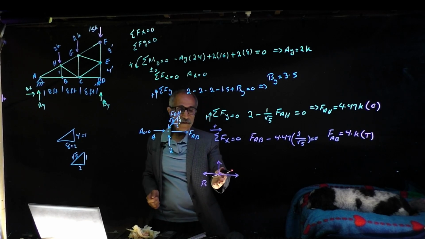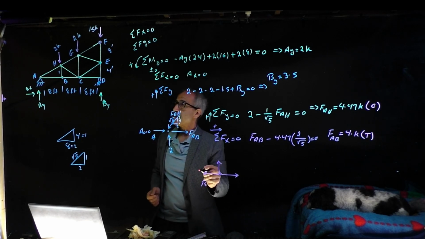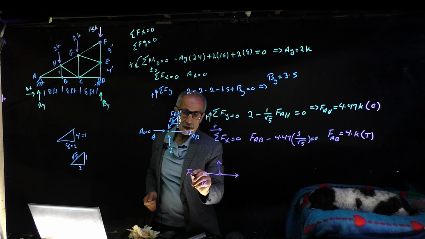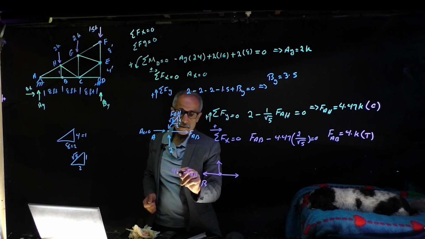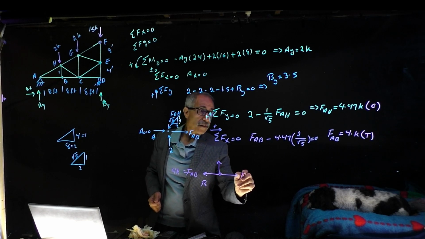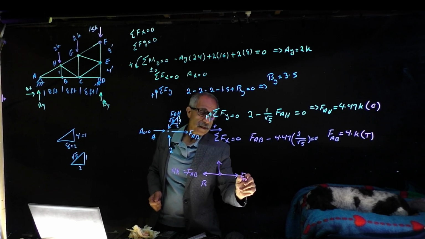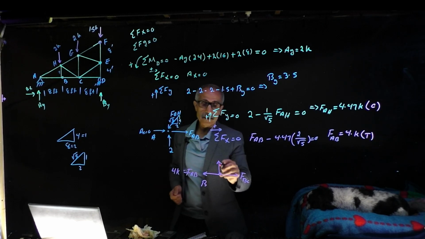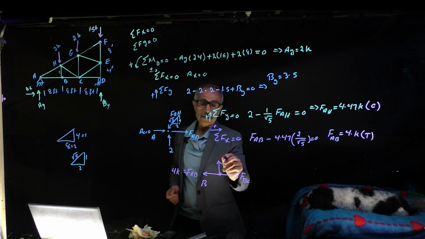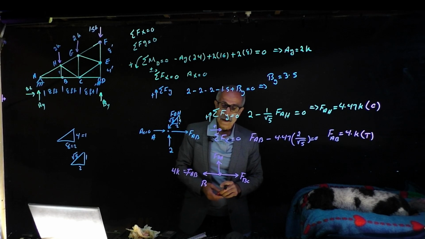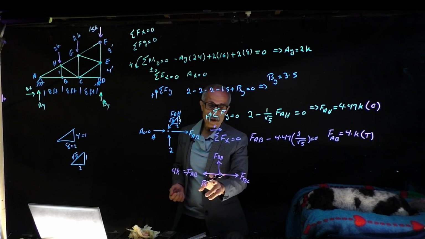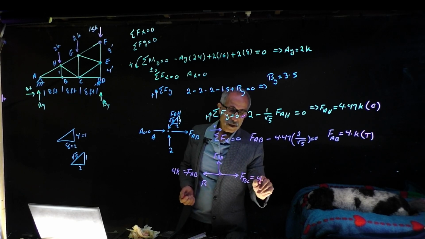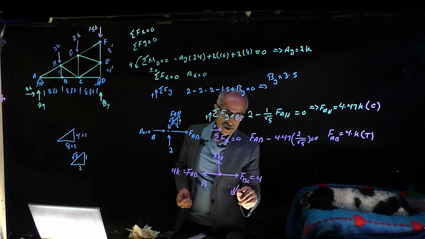So when you have this right here, this is f of AB. We already know that, which came out to be 4 kips. And this is f of BC. And then this is f of BH. All right? Summation f of x is equal to 0. There's only 2, so these two are equal. This will come out to 4. And that's based on summation f of x.